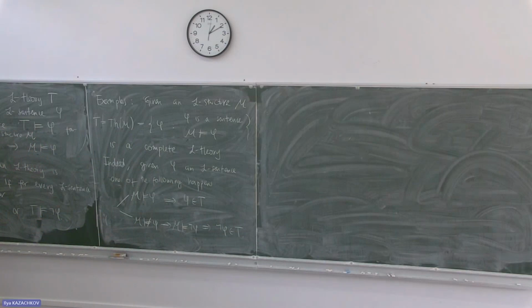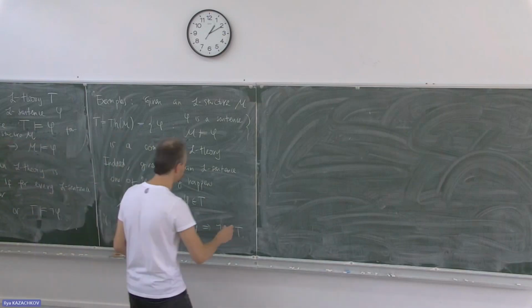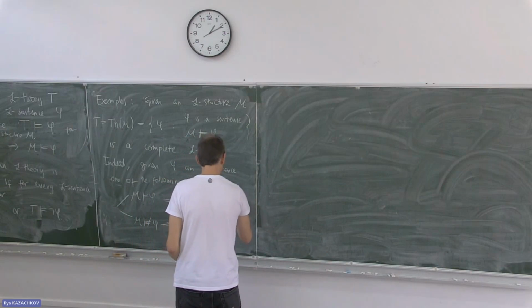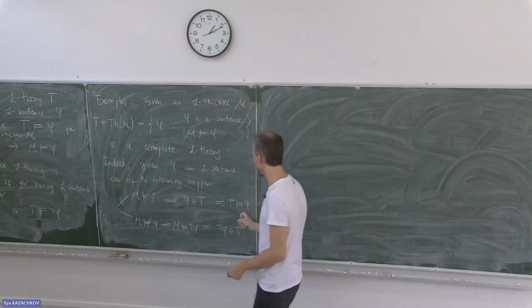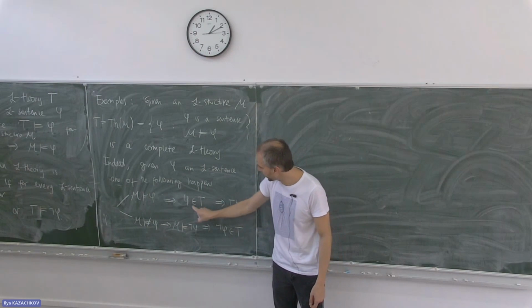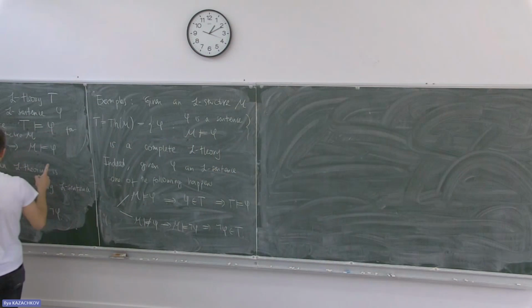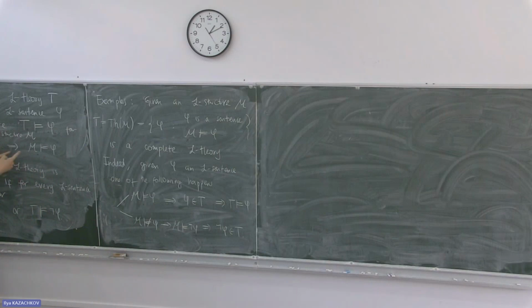Notice that if a formula phi is in T, then this implication has to hold, trivially. Because if I am a model of T, in particular I have to be a model of phi if phi is an element of T.